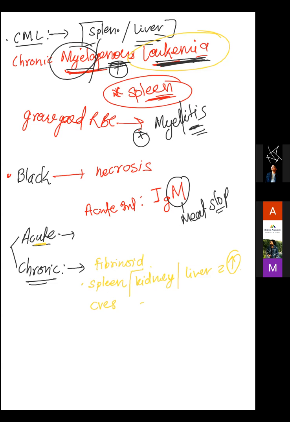The third one, which is very important, is chronic sepsis, or there is simply asepsis or sepsis. How to differentiate them?